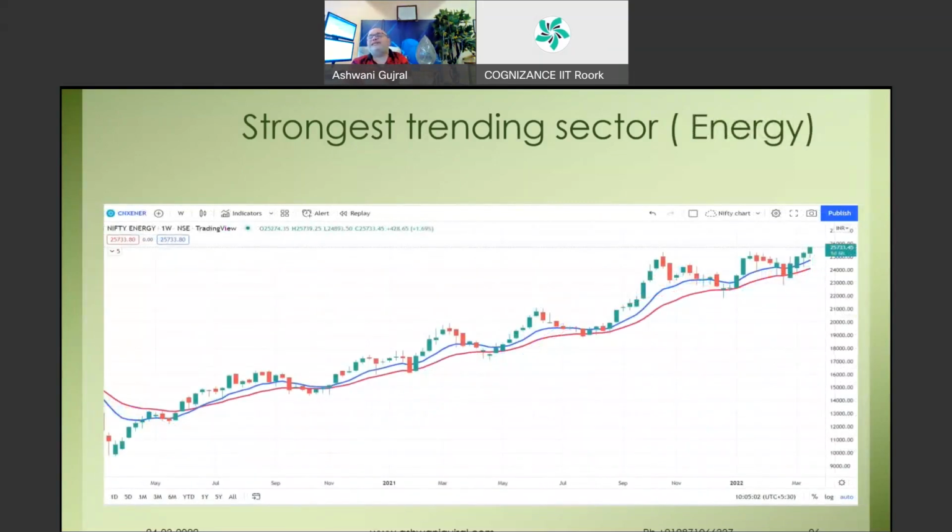Also, the energy space is trending because Russia is also a major producer of oil and gas. Again, you can see each time the price touches the 10 and 20 EMA, you get a buying opportunity. And each time the price moves away from the 10 and 20 EMA, it gets snapped back towards the moving average. So it's like a dog and a leash. If a dog runs away, the leash pulls it back.